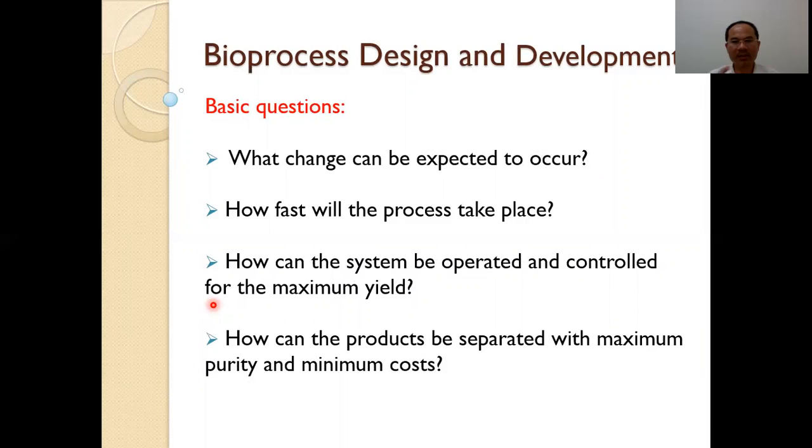Okay. How can the product be separated with maximum purity and minimum cost? It's very important for an engineer. You have to minimize cost, but also you have to maximize purity. It depends on a lot of factors, the limitations, the characteristics of the process, the characteristics of the bioproduct, the characteristics of the contamination.